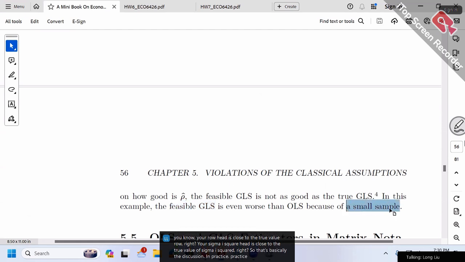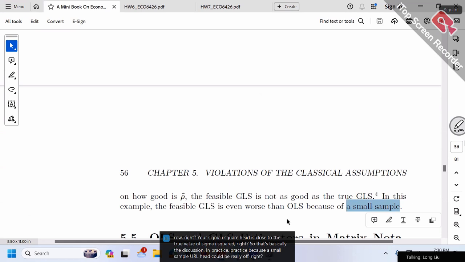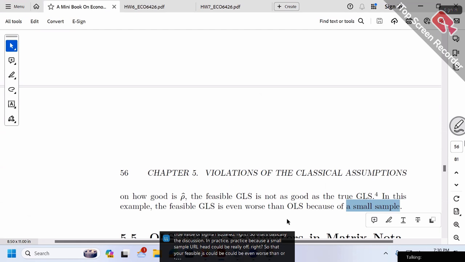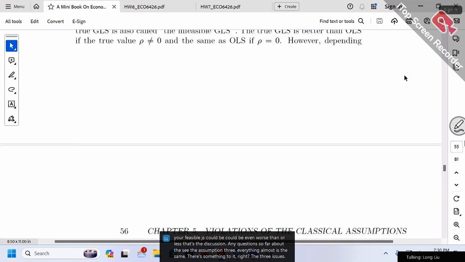In practice, because of a small sample, your rho hat could be really off, so that your feasible GLS could be even worse than OLS. That's the discussion. Any questions so far about assumption three? Almost the same as assumption two, right? The three issues.